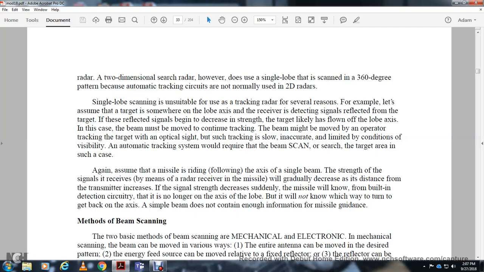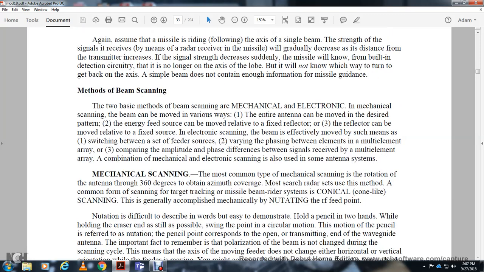The single beam does not contain enough information for missile guidance. Methods of beam scanning: the two basic methods of beam scanning are mechanical and electronic. Mechanical scanning of the beam can be done in various ways.